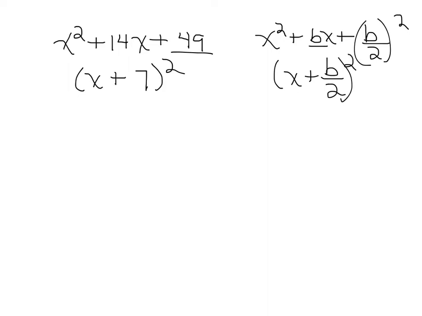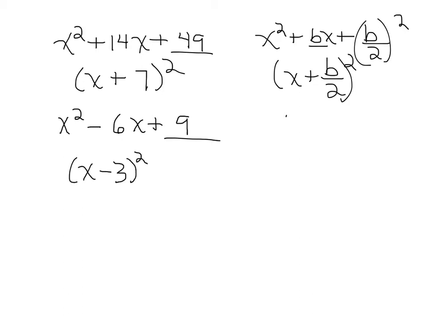Okay, let's try another one. Let's say x squared minus 6x plus what? Well, we know that negative 6 is twice what we have in here. And half of 6 is 3, and 3 squared is 9. If I want to express this as the square, you can think of this number either as half of 6 or as the square root of this number.